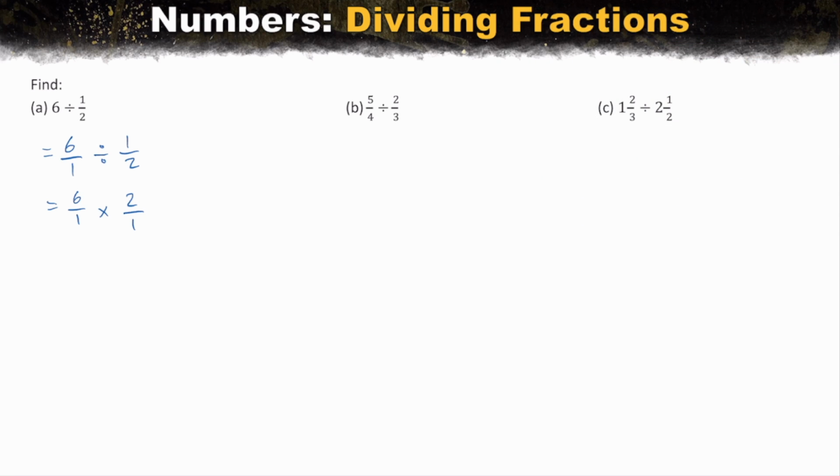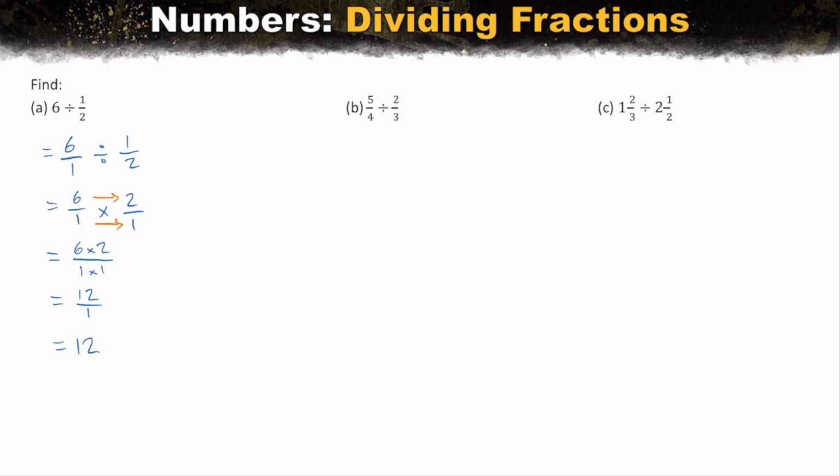Essentially, this now becomes a multiplying fractions problem, and in our last video we showed that to multiply fractions together, we simply multiply our numerators together, so this is 6 times 2, and our denominators together, which is 1 times 1. Now 6 times 2 is 12, 1 times 1 is 1, and 12 divided by 1 is 12. So our rule here is change the division problem into a multiplication problem by flipping the fraction that you're dividing by.